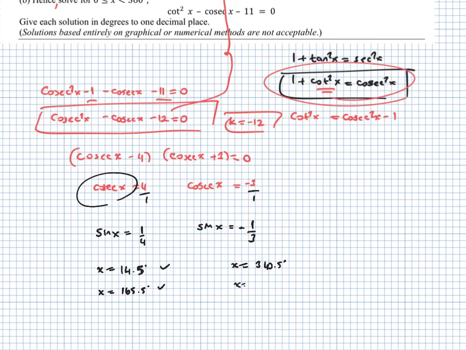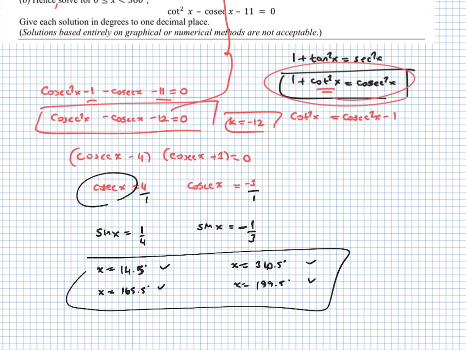and 199.5 for the value −1/3. Yes, these are the answers that we were looking for. So I can write x = 14.5 or 165.5 or 340.5 or 199.5. That's all.